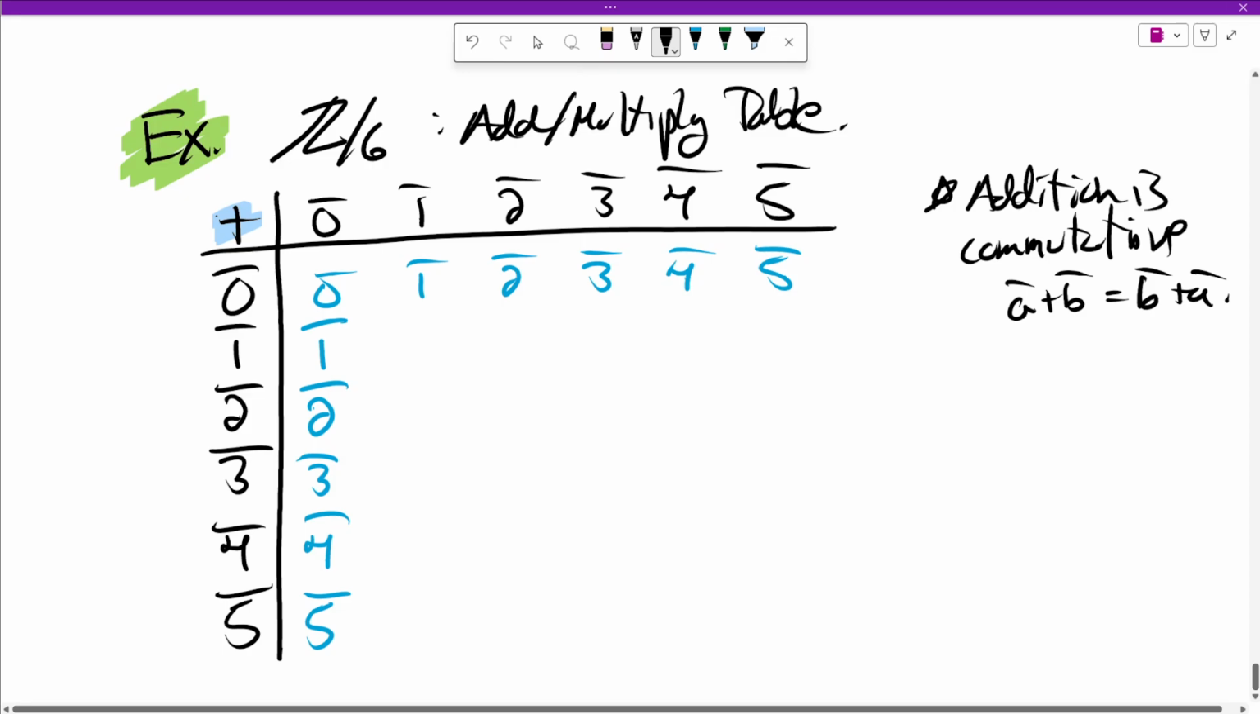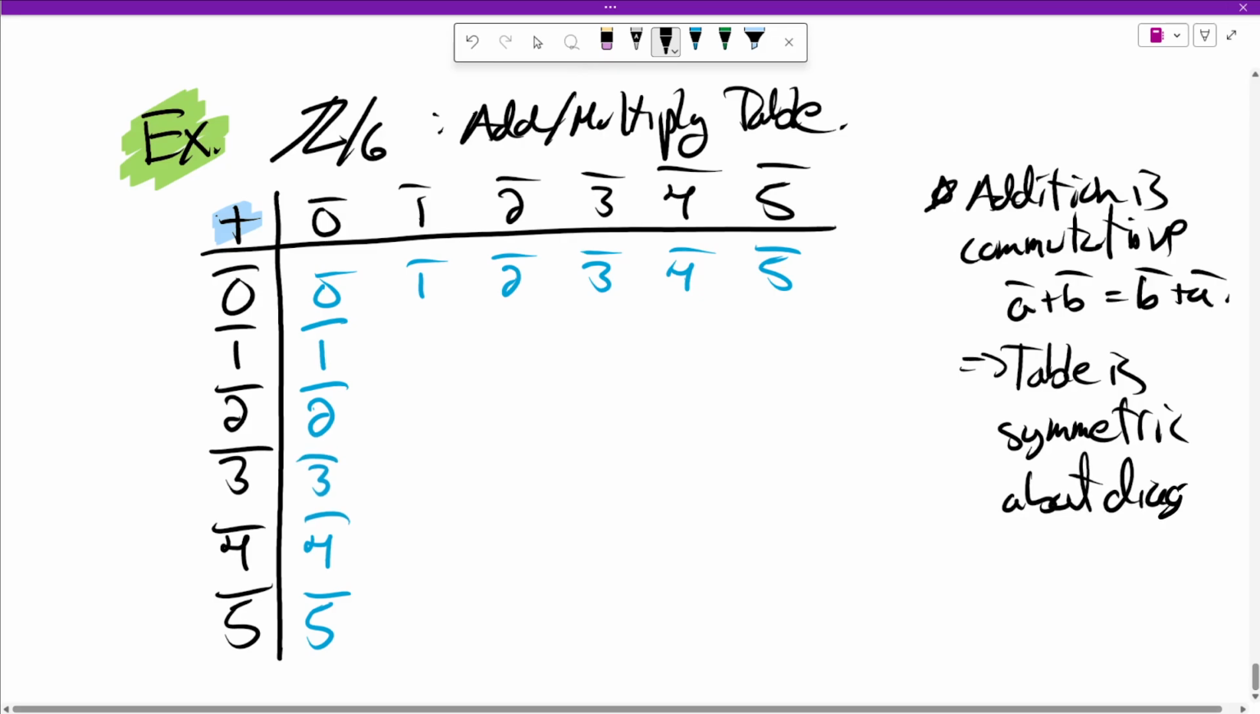Now, what that tells you is if you're going to do a row plus a column, that's the same as doing that column plus that row. So it tells you that this table is symmetric about the diagonal. We already saw that in ZMod 2 actually, but it's symmetric. And what that means is we really have to just work out one of the triangles, one of the upper or lower triangles in this picture. And once we have that, then we just reflect. So let's do the diagonal next.